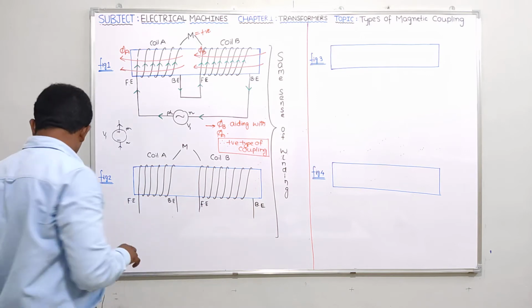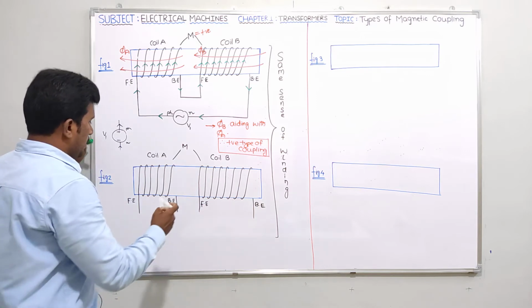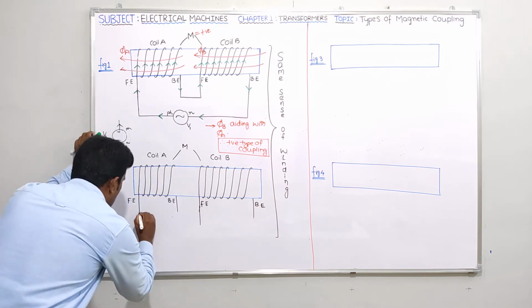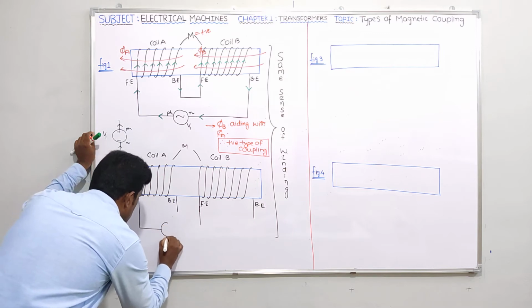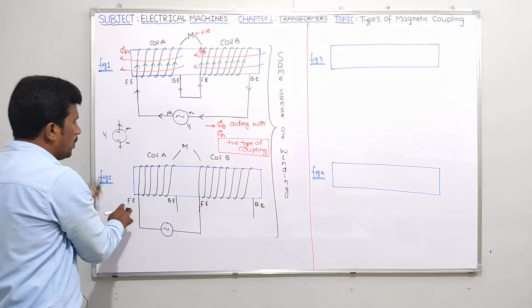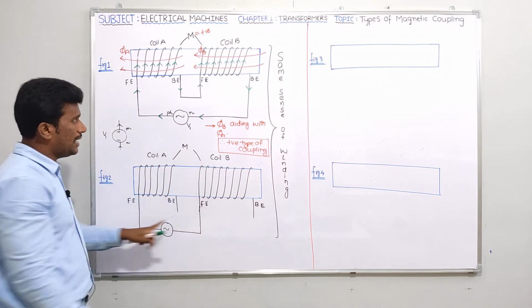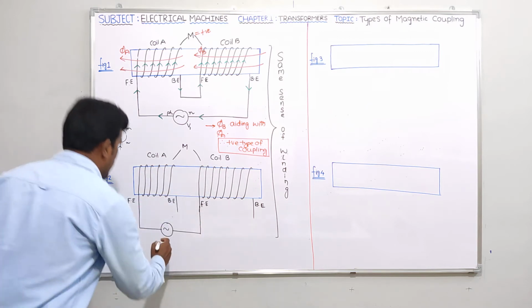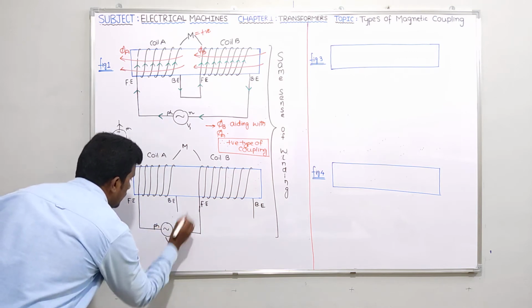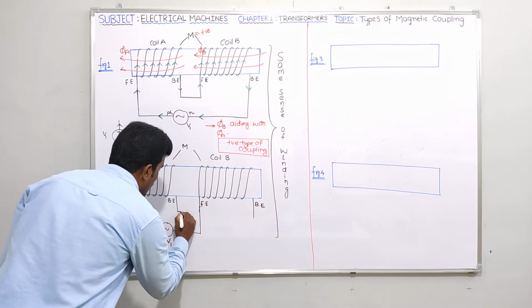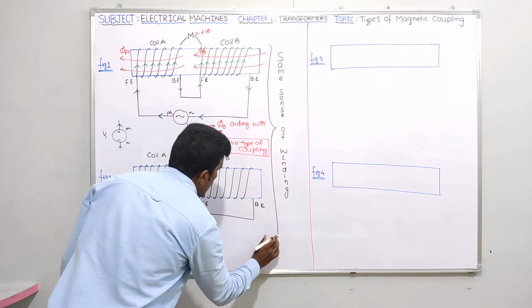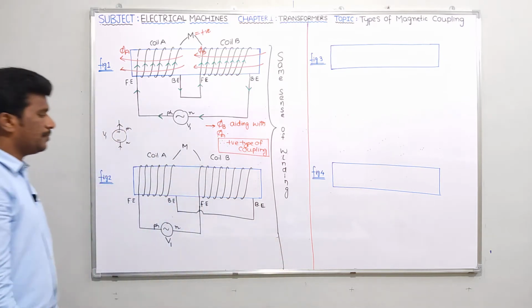Very simple. Here I just connected a voltage source. V1 is connected between the front end of coil A and the front end of coil B like this. This is voltage source V1, phase and neutral, and the back end of coil A is connected to the back end of coil B.